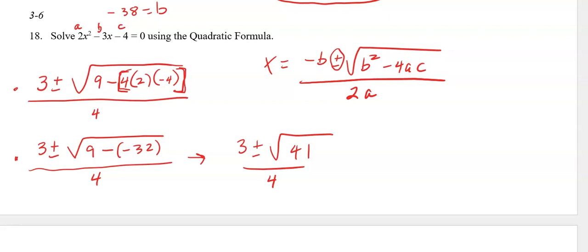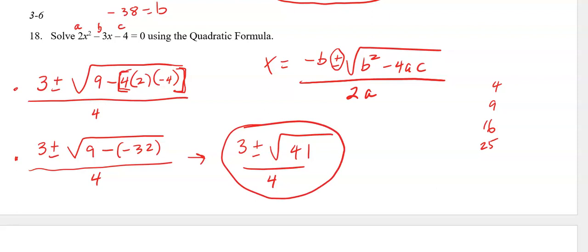And there is no way to simplify the square root of 41 because none of my perfect square numbers divide into 41. If one of them did, then I could simplify, but unfortunately I can't. So this ends up being my final answer for number 18. All right, questions on 18?